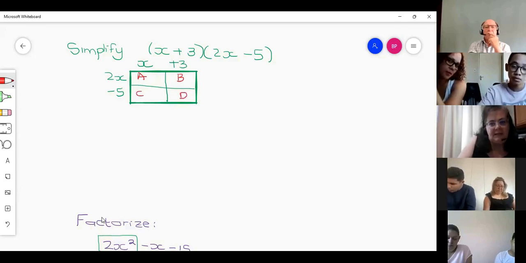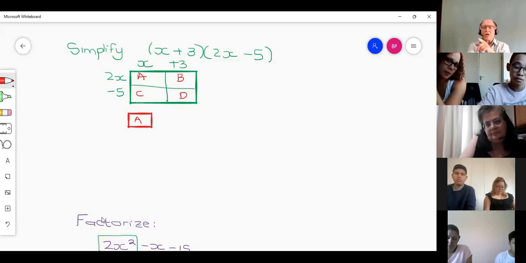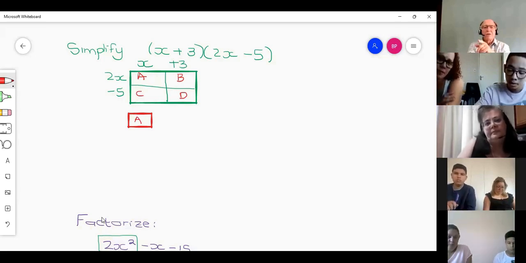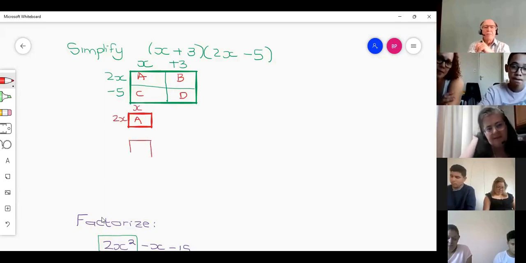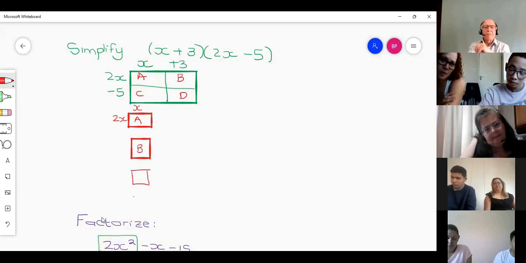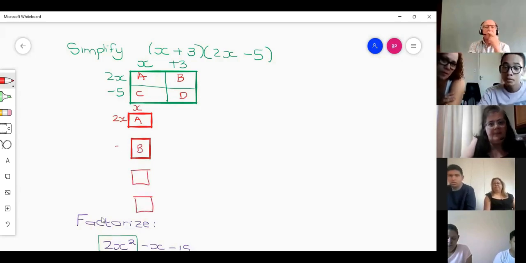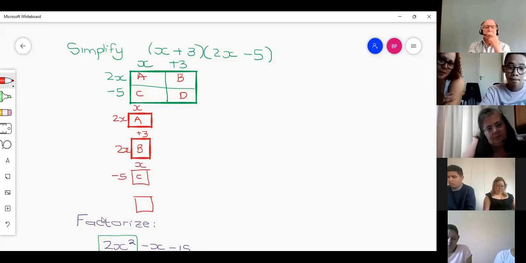Jaden, how will you get block A's area? You'll have to times 2x times x. Good. And how are you going to get B? 2x times plus 3. Okay. And C? C is negative 5 times x. Good. And D? Negative 5 times 3.